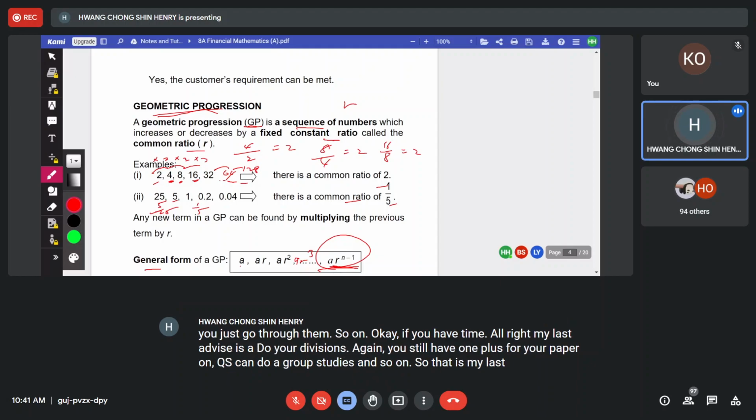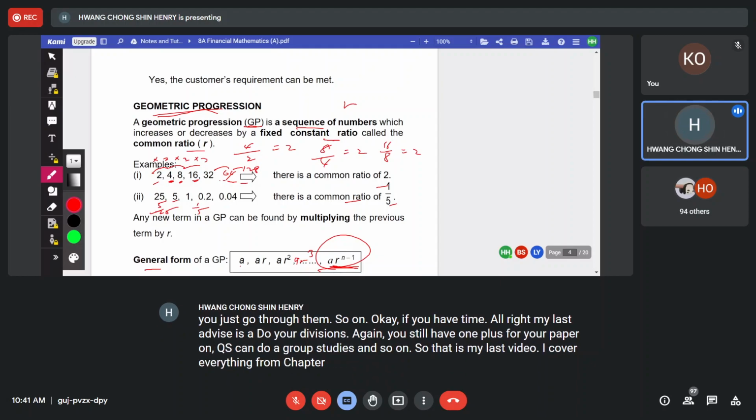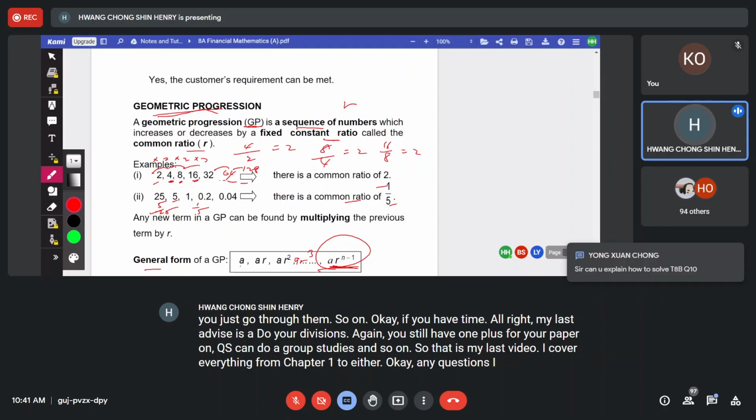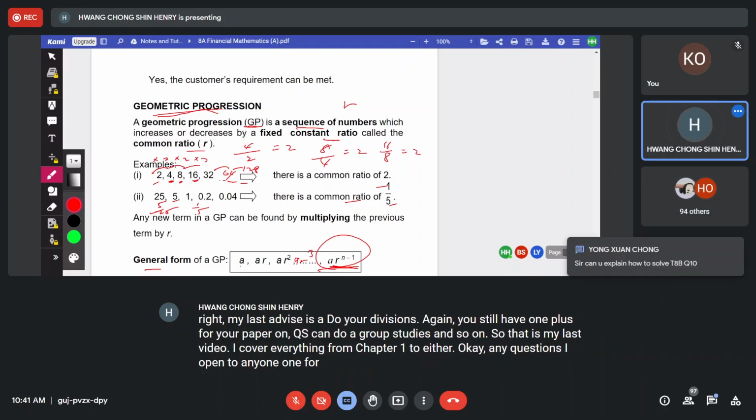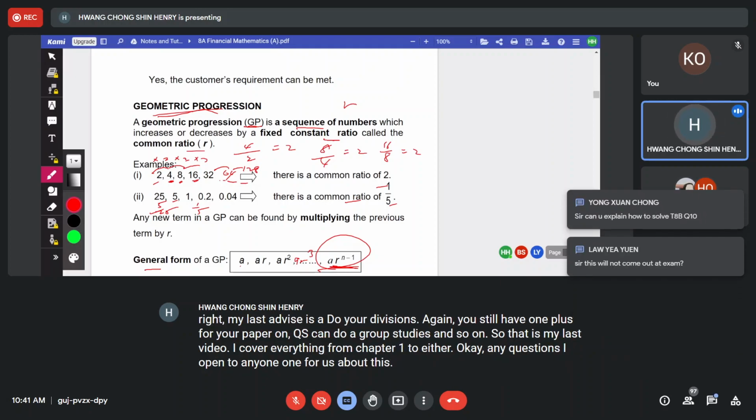I covered everything from chapter 1 to 8B. Okay, any questions? I am open to everyone who wants to ask about this, the rules and SOP.